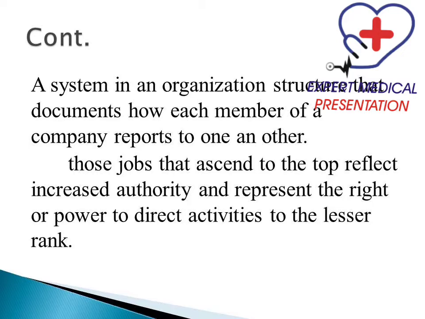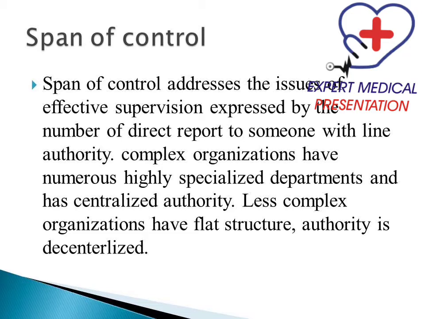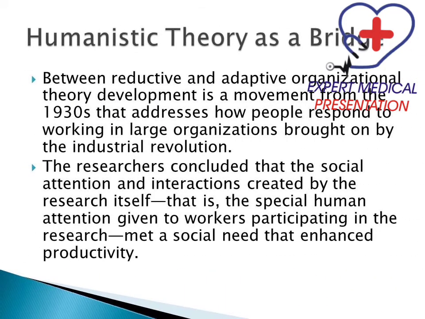Span of control. Span of control addresses the issues of effective supervision expressed by the number of direct reports to someone with line authority. Complex organizations have numerous highly specialized departments and centralized authority. Less complex organizations have a flat structure, and authority is decentralized.